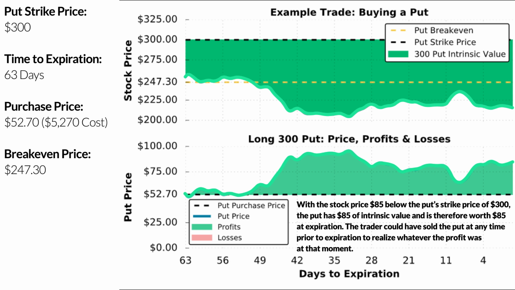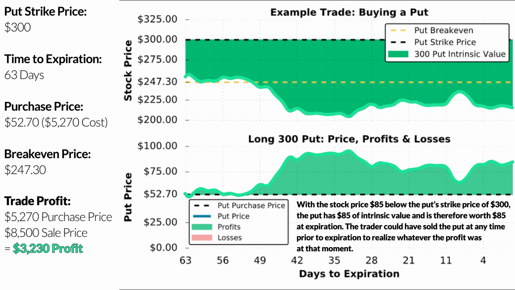With an initial purchase price of $52.70, an increase in the put's value to $85 means the trader has a gain of $3,230 per put contract purchased, or a 61% return on the initial $5,270 cost of the option.